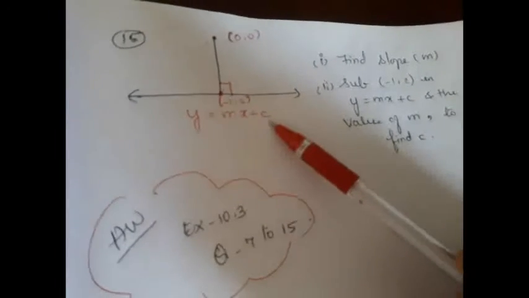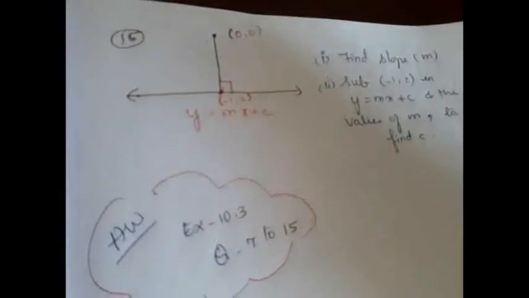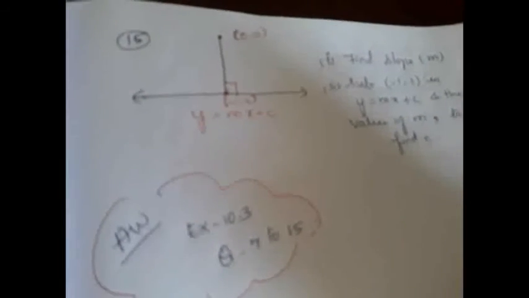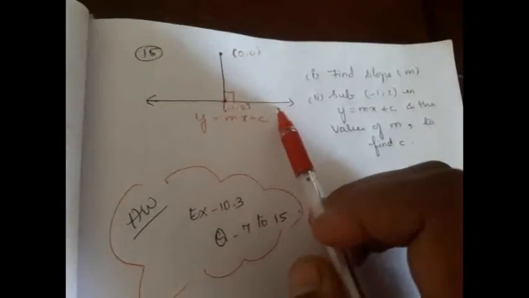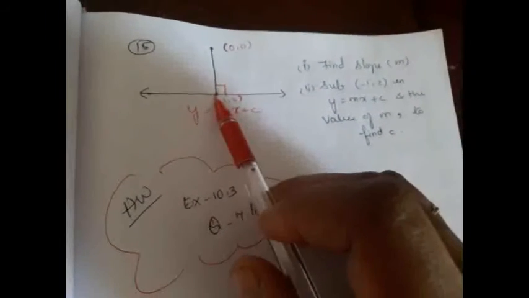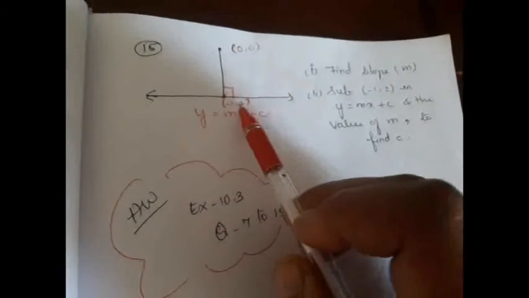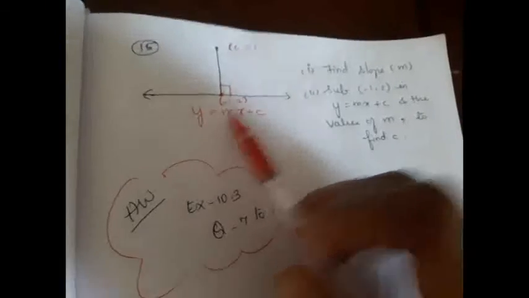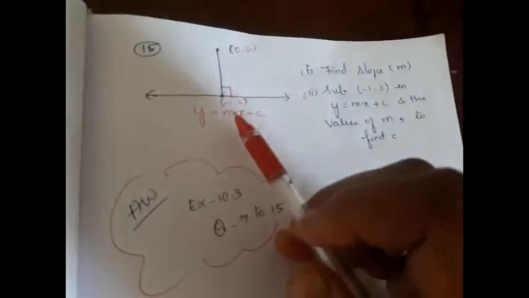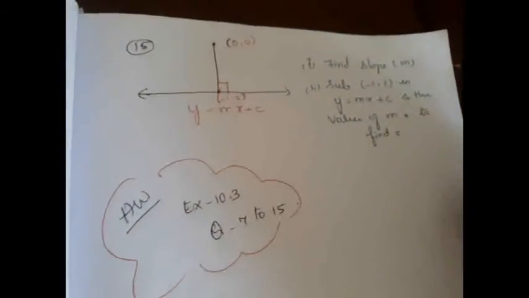So how can we find the value of c now? C is the y-intercept, right, and it is clearly given that minus 1 comma 2 falls on this line. So if we substitute minus 1 comma 2 in this equation along with the value of m which we found in our first step, we can very well find what our c is.